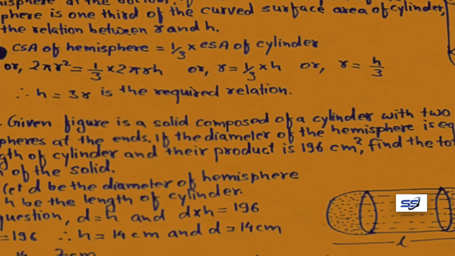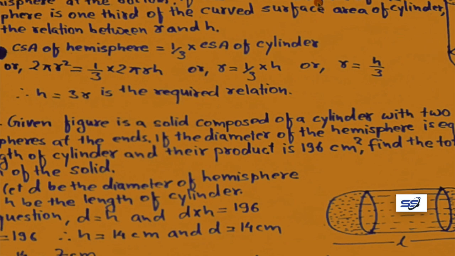Given is question 259 upon a. The given figure is a solid composed of a cylinder with a hemisphere at the bottom. If the curved surface of the hemisphere is 1/3 of the curved surface area of the cylinder, find the relation between R and H. Here two figures are given, one is a hemisphere and the other is a cylinder, both attached to form a new figure. In the new figure, some information is given in our question.